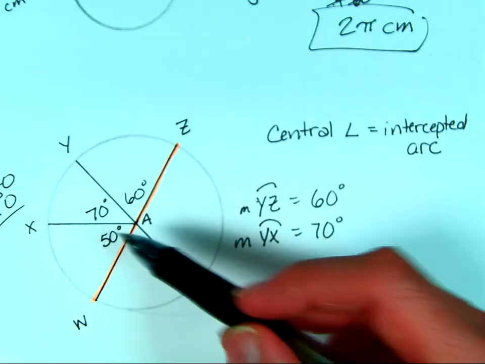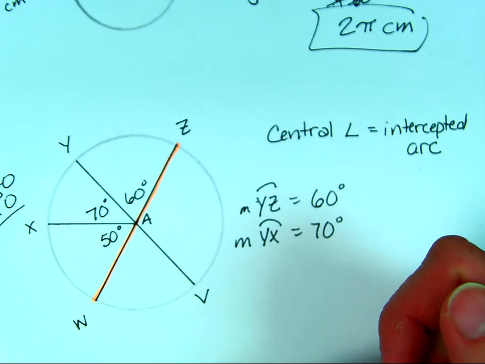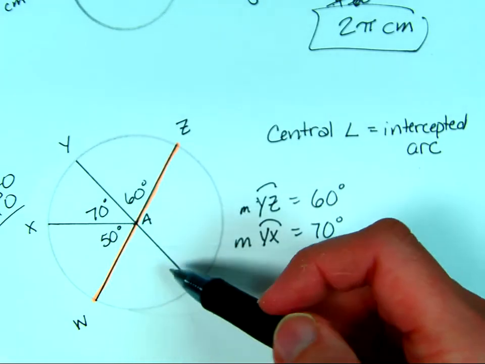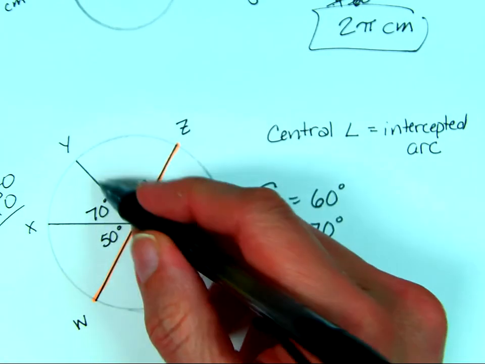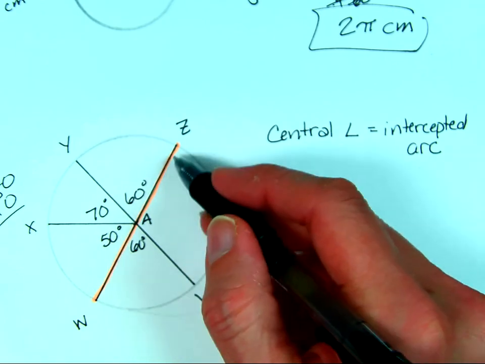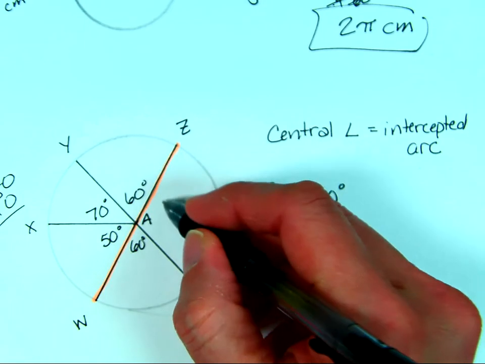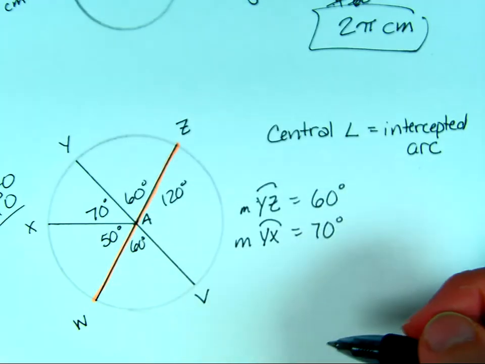And I know it's not drawn to scale because this looks smaller than those two. That's sometimes how it works. Well, how could I find these two? I can find this one by noticing vertical angles. This is 60 degrees. And I can find this angle by noticing the semicircle minus 60. So 180 minus 60 is going to be 120. So that's how I can find that.